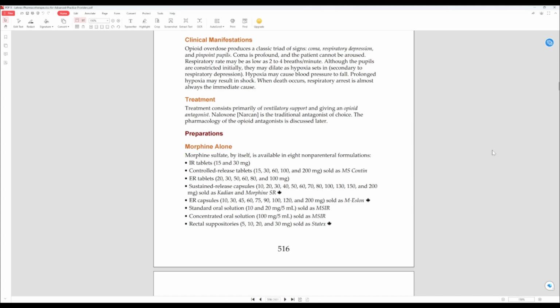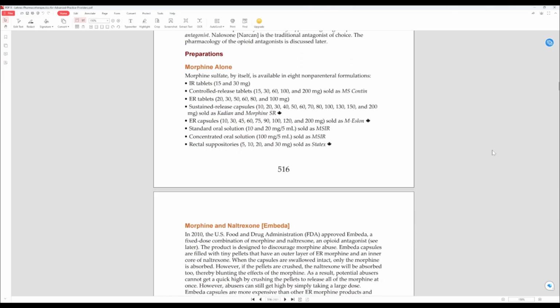So, how would you treat it? Treatment consists primarily of ventilatory support and giving an opioid antagonist. Again, Narcan or naloxone, which is the traditional antagonist of choice. The pharmacology of the opioid antagonist is discussed later in this chapter.